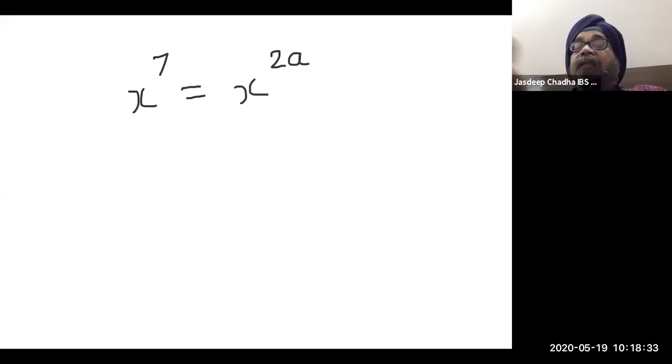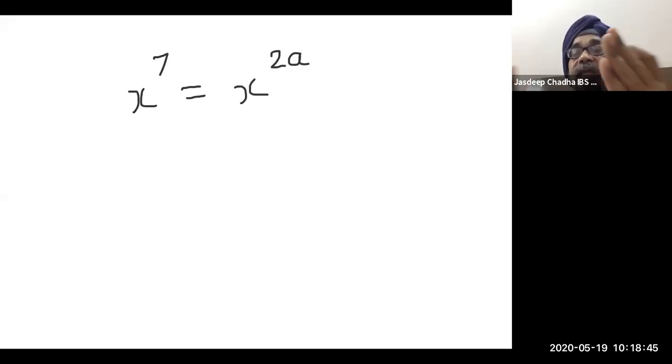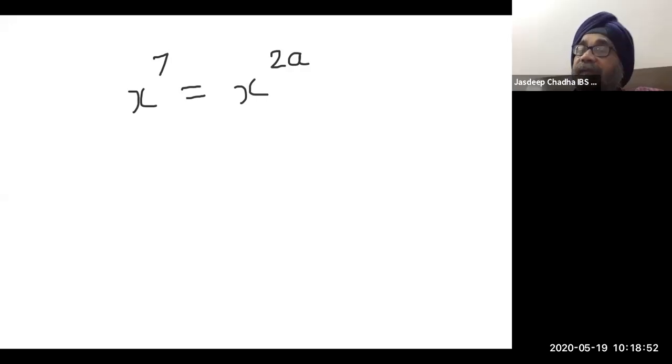Okay. Now guys, can you hear this? Yes, sir. Now what is the value of a here? 7 by 2. 3.5. Because in an equation, if the base on both sides is the same, then we can equate the powers. So 2a is equal to 7 and a is 7 by 2.